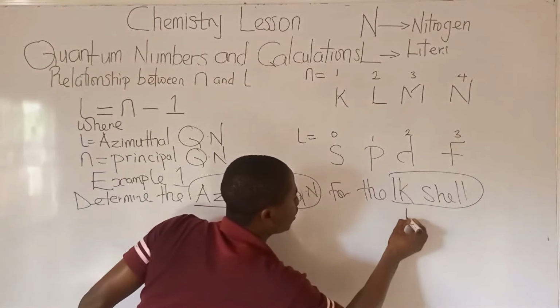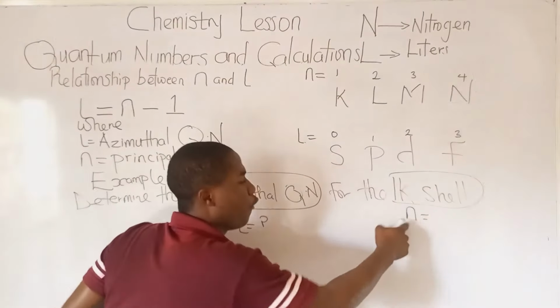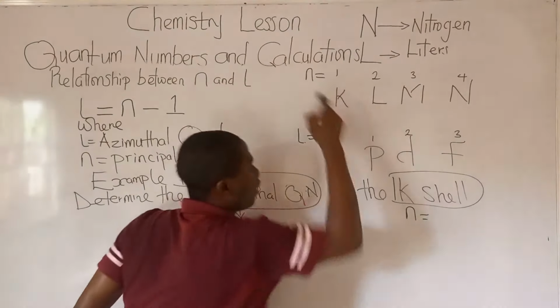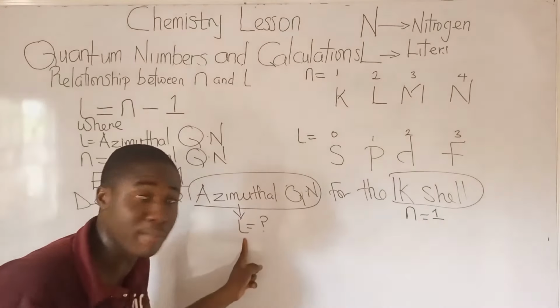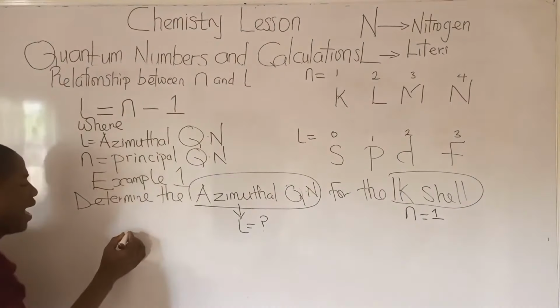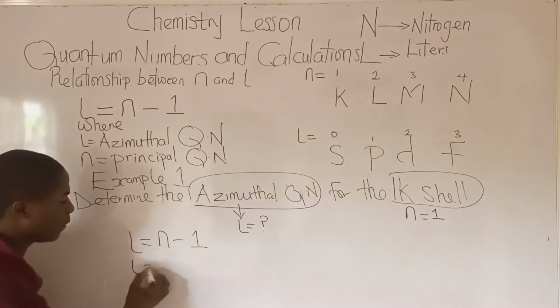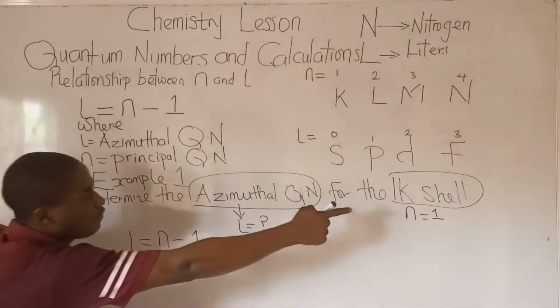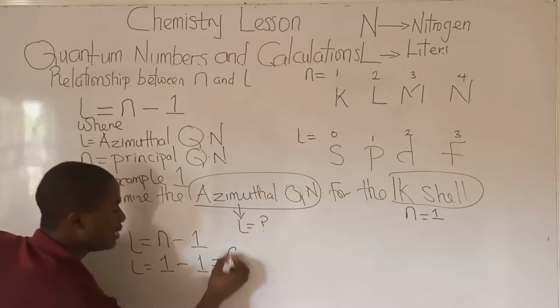Yes, the quantum number that talks about shell is the principal quantum number, which is N. So what's the value of N for the K shell? What's the number on top of K? It is 1. So how do we now get our L value? Remember, we have to use our formula, which is L is equal to what? N minus 1. The N value given in the question is 1, so 1 minus 1. So what becomes L? 0.